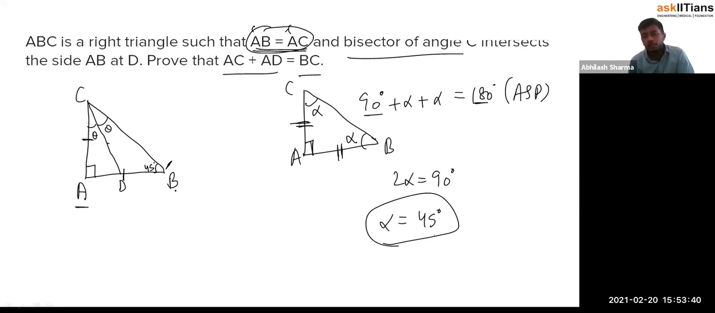Now comes the tricky part. That tricky part which we should think by applying our brain is to think of this construction. The construction is drop a perpendicular from D onto side BC and name this point as E. Construction.